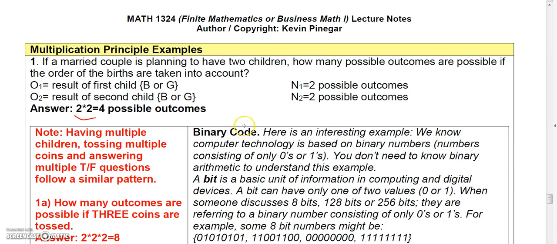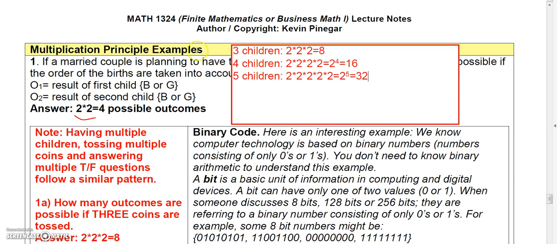Now again, you could just simply list them, and it's pretty simple to do. But let me show you what happens if we have more than 2 children and we extend this problem a little. So if we extended the problem to 3 children, then you would have 2 times 2 times 2, or 8 possibilities. If we extended it to 4 children, you'd have 2 times 2 times 2 times 2, or 2 to the 4th, or 16 possibilities. And then if we did 5 children, you would actually end up with 2 to the 5th, or 32 possibilities.